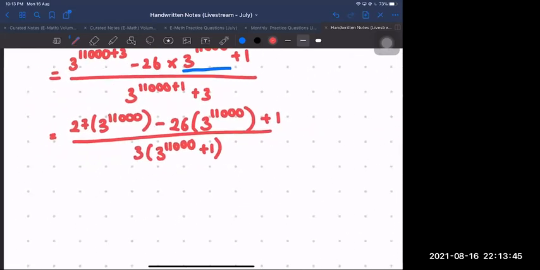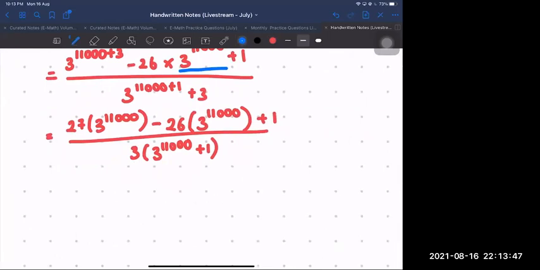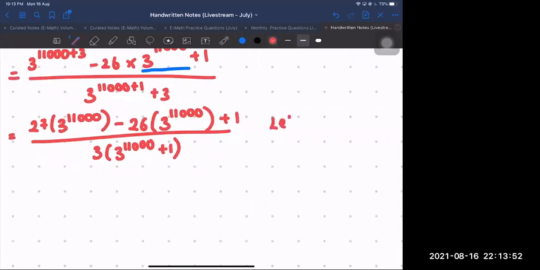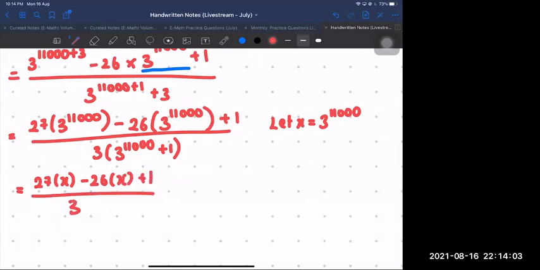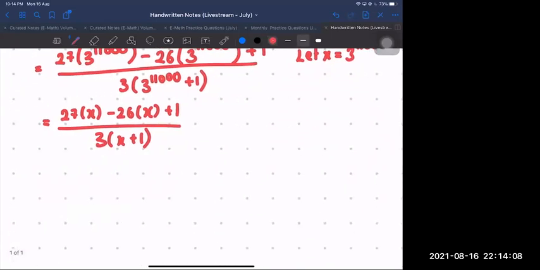Now, to make things easy to see, let x be 3 to the power of 11000. What happens? You get 27x minus 26x plus 1 divided by 3x plus 1. Let's simplify it even more: x plus 1 over 3x plus 1. The x plus 1s can cancel, and you get 1/3.